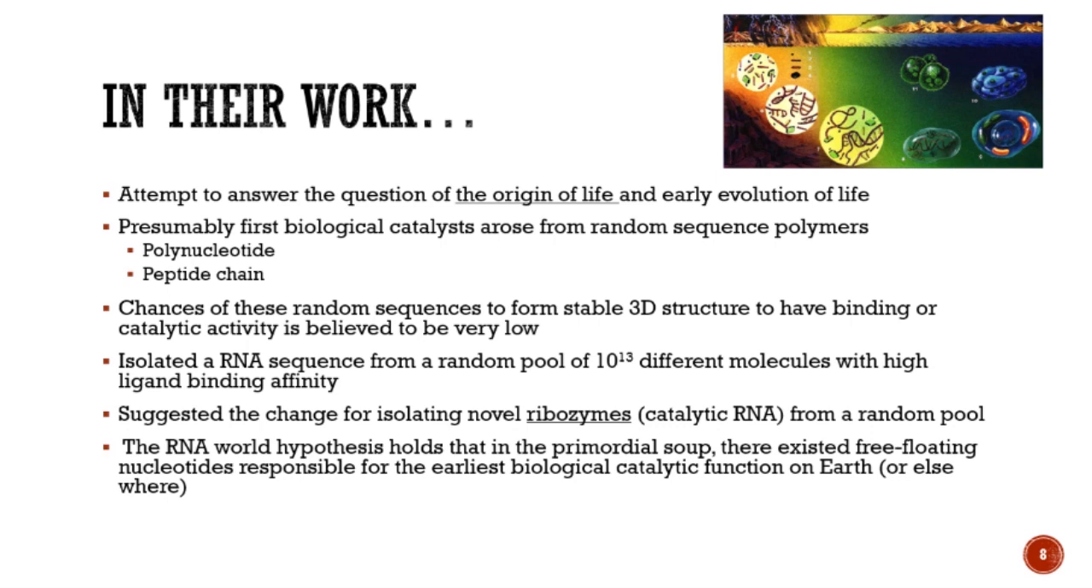So in this origin of life theory, a little bit of it presumably, they were thinking the first biological catalyst arose from a random sequence of polymers. It could be like polynucleotide or peptide chains. Okay, it's just random. Here is a picture; if you search primordial soup on Google, you'll find something. So initially there was some type of small organic molecule, and by random chance they kind of stuck together, and really the earliest form we're looking at is some type of nucleic acid.